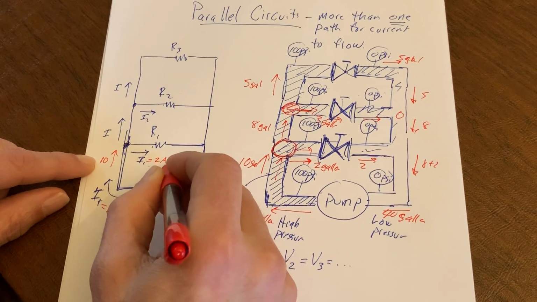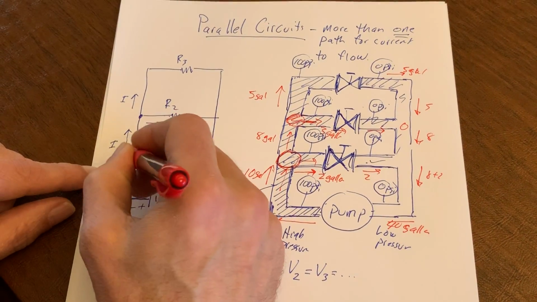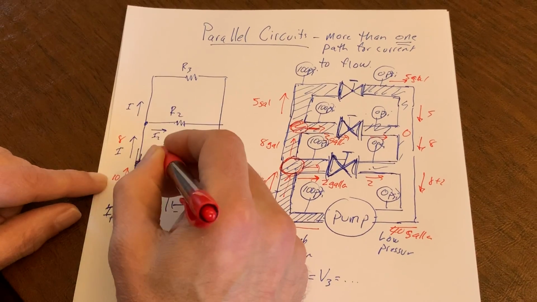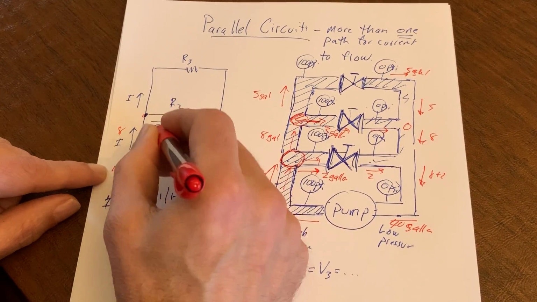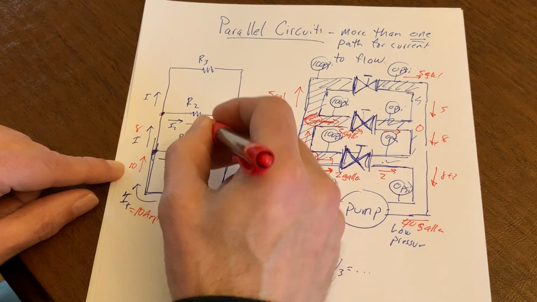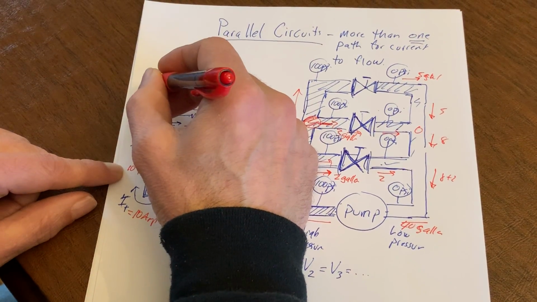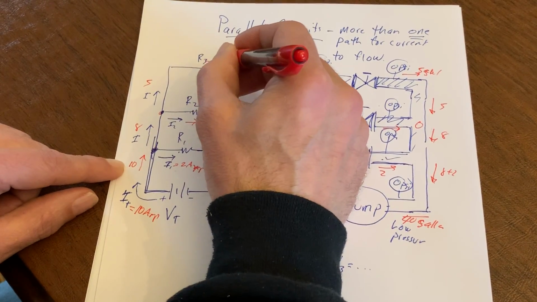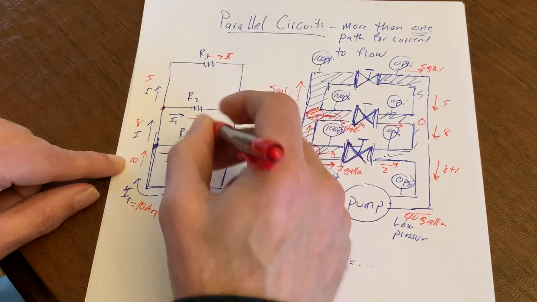2 amps moving to the right. That means I have to have how many amps going up? 8. 8 make it to here. Same numbers. 3. If 3 go to the right, what do I have going up? 5. 5 pass through this resistor.